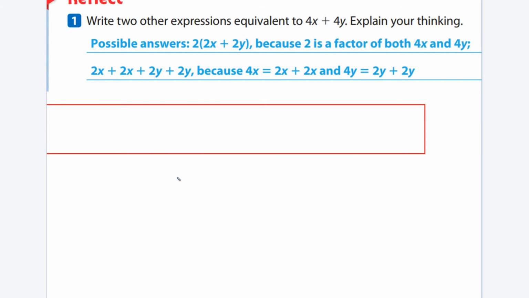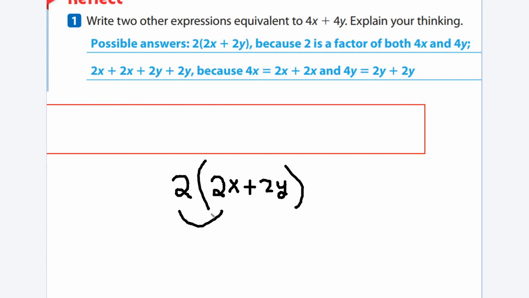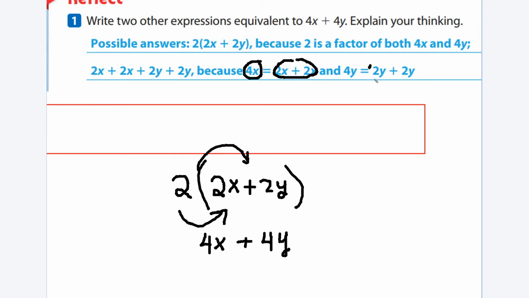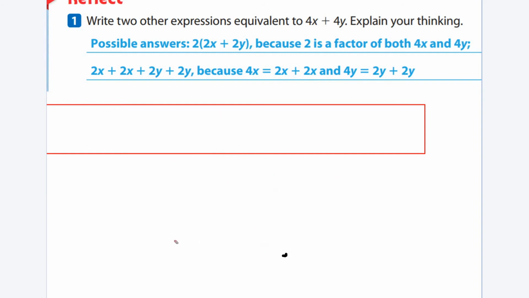Let's do that out so you guys can see that a little bit clearer by using the distributive property. You got 2 and then you got 2x plus 2y. Okay, so 2 times 2x is 4x, and positive times positive is positive, and then 2 times 2y equals 4y. There it is. Alright, and then they said that 2x plus 2x equals 4x, and 2y plus 2y equals 4y. So there it is. So this is just an example.